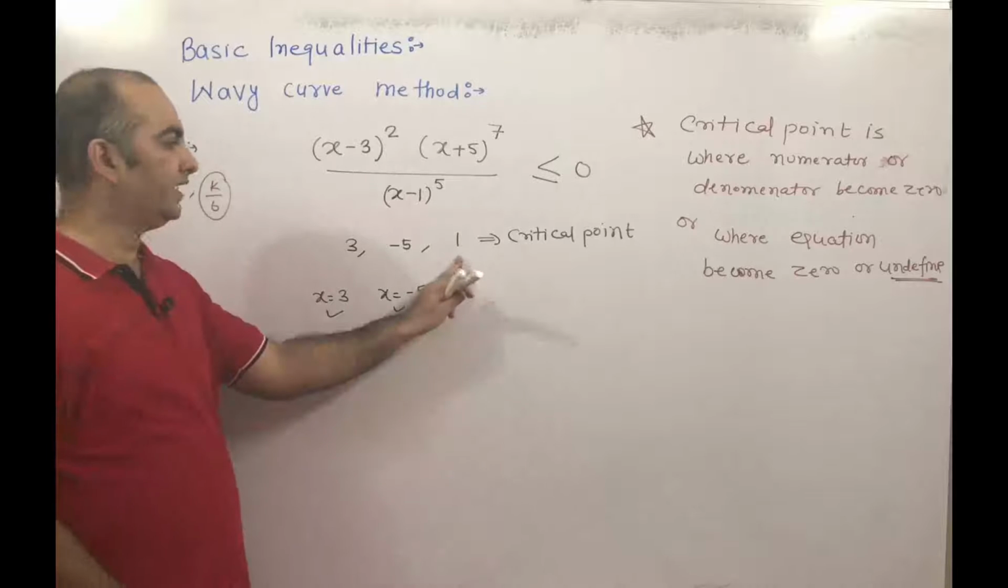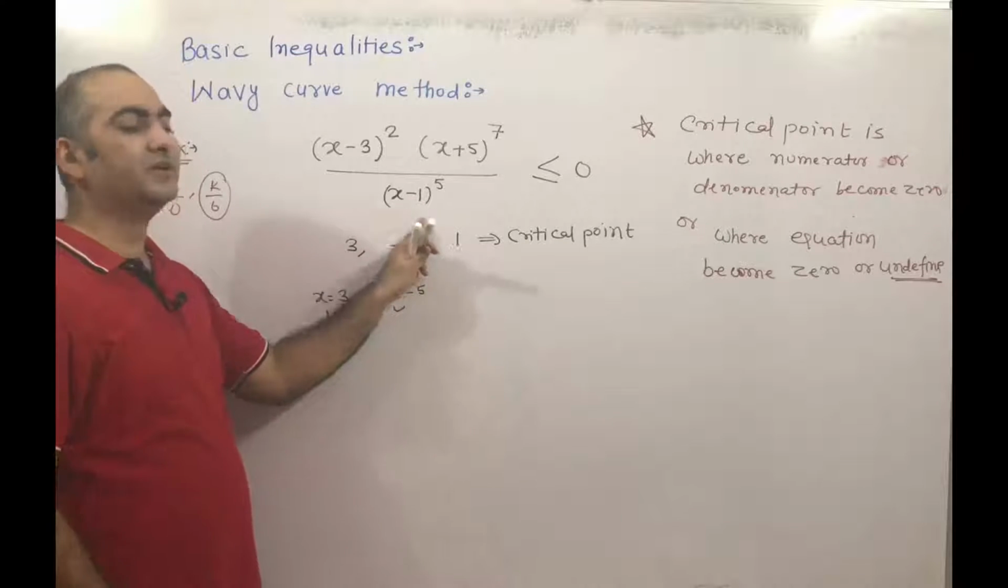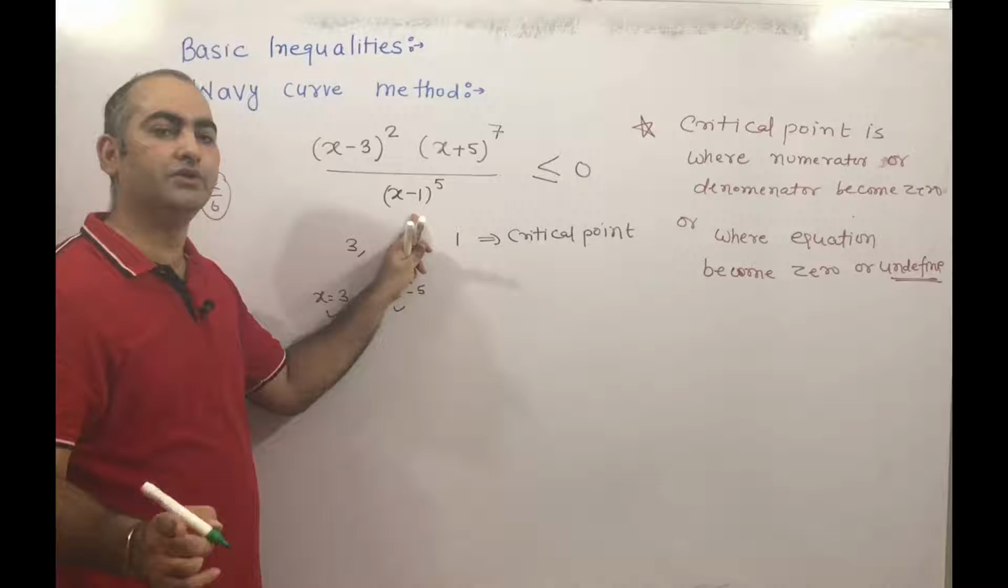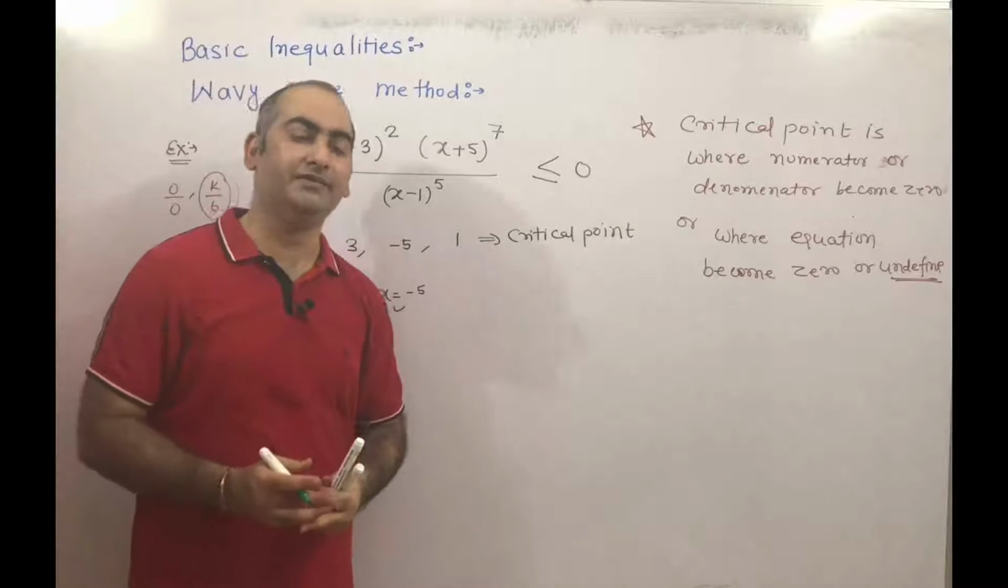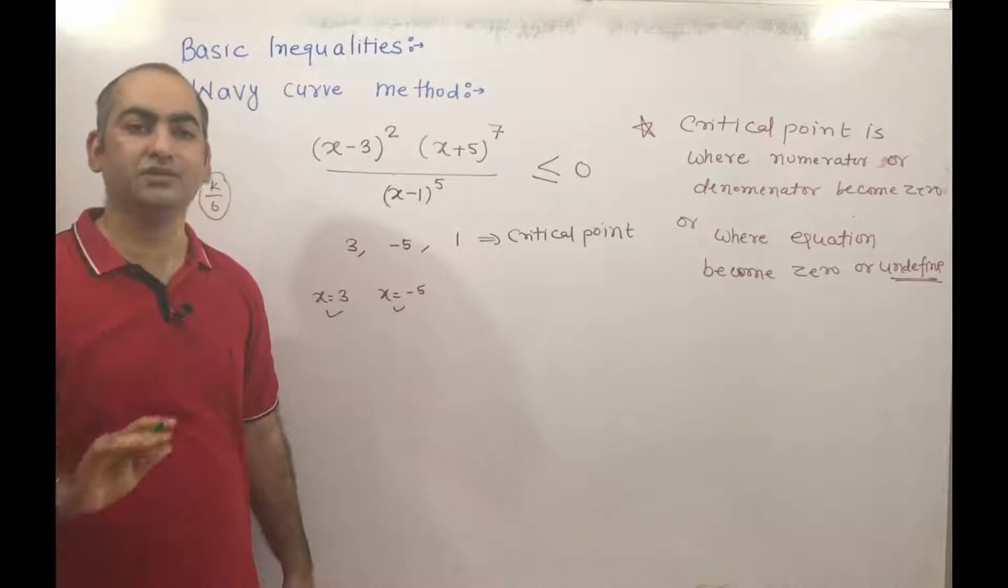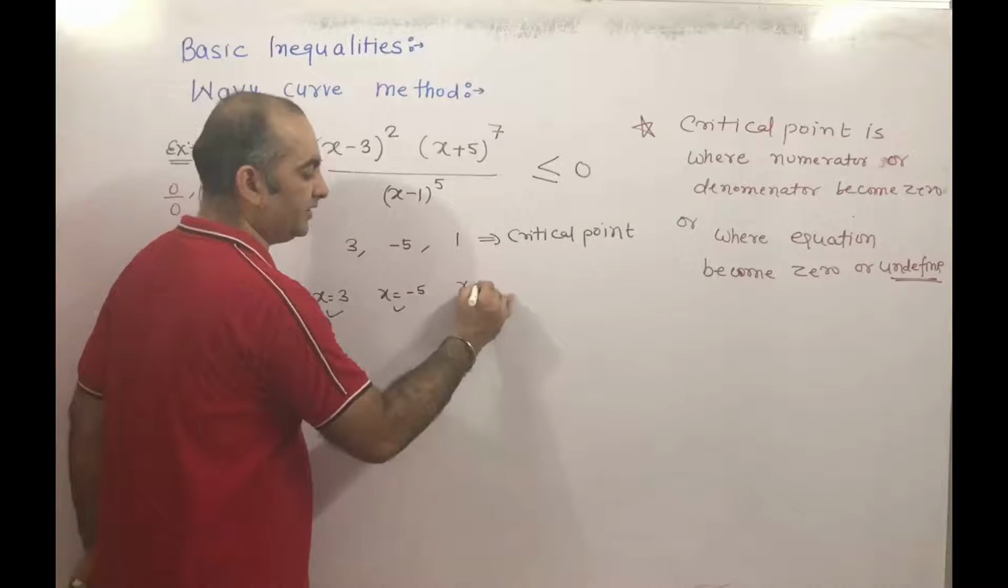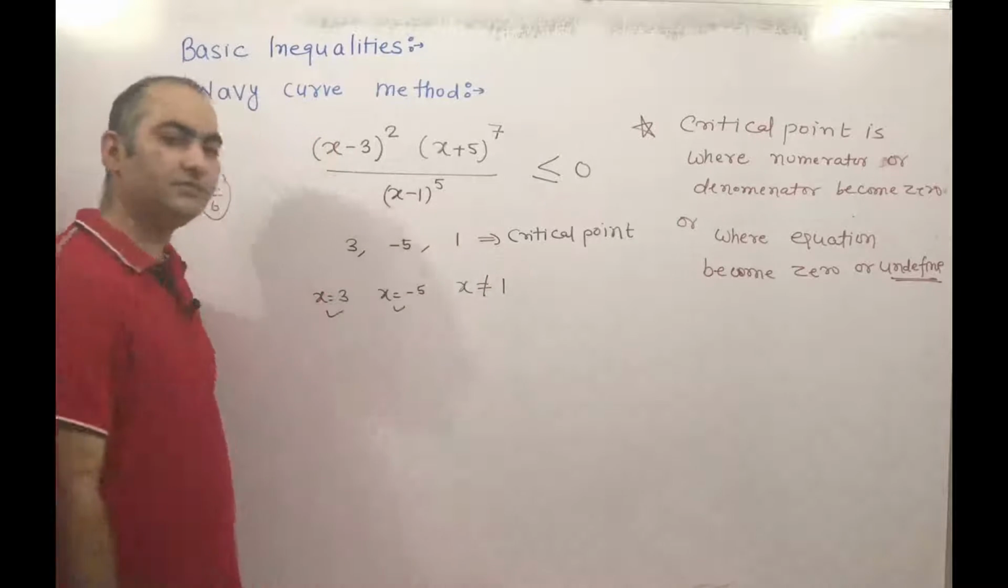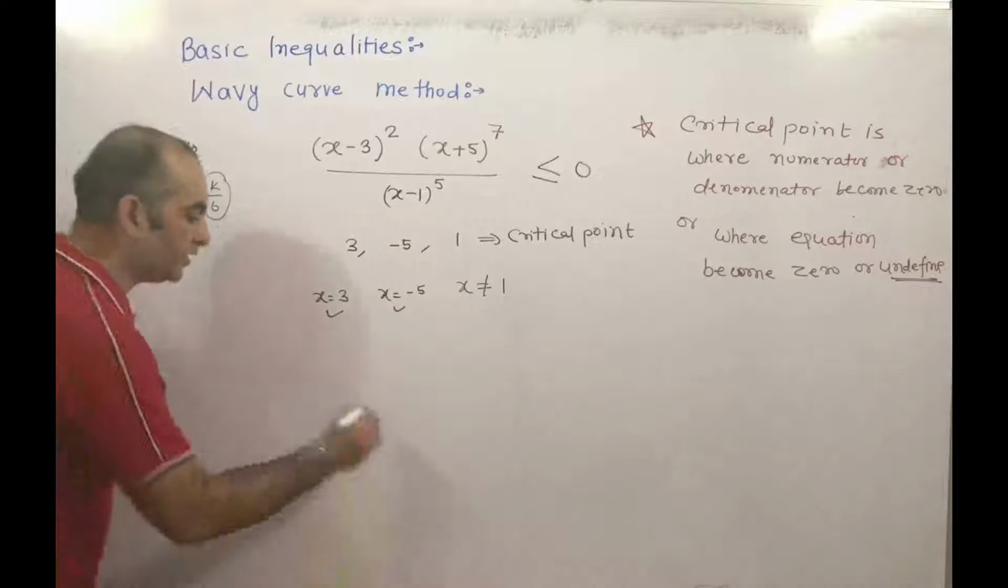Next, if I put 1 here, the denominator becomes 0. That means this is undefined. So wherever the value becomes undefined, that x value is always not included. That means x should not be 1. Okay, now what you will do? Now we will draw a number line.